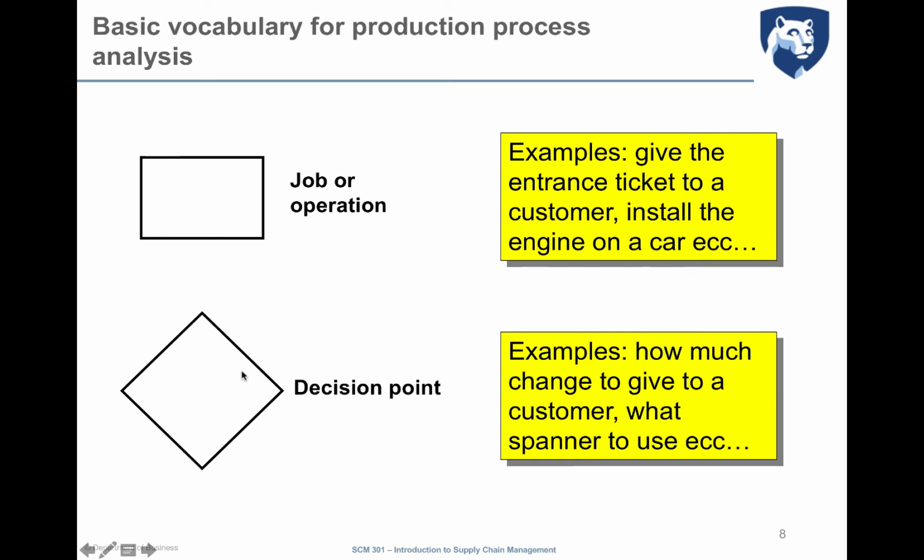For example, how much change to give to a customer, or what spanner to use, or what is the output of the quality control. It is a decision point. You have to take a decision, or you have to verify something in your production process. In particular, when you represent the flow, there will be a unique flow entering here, and then you have more branches exiting according to the type of decision or type of events that will affect the production process.